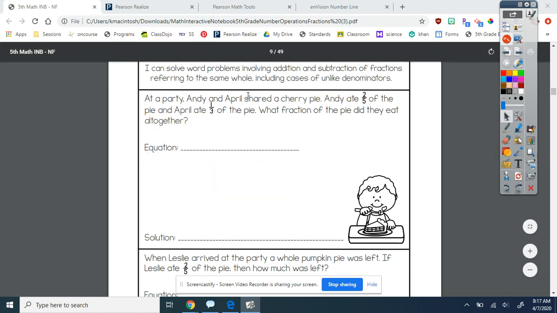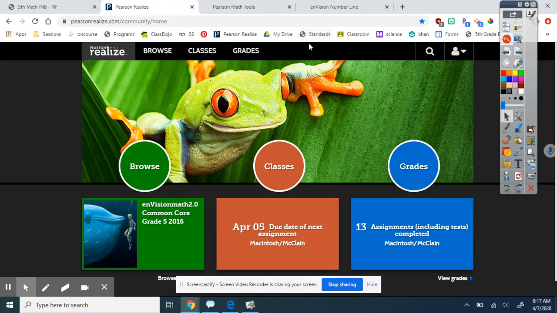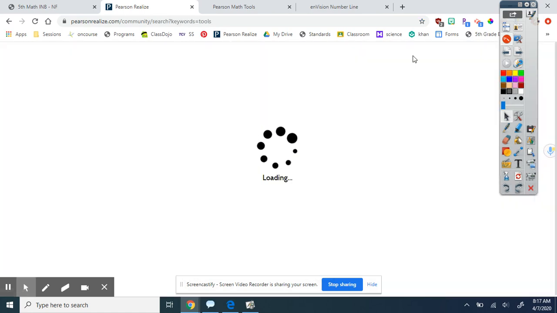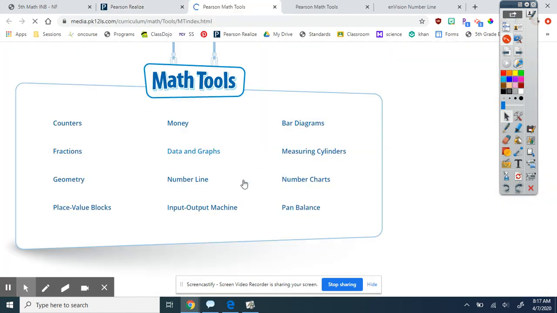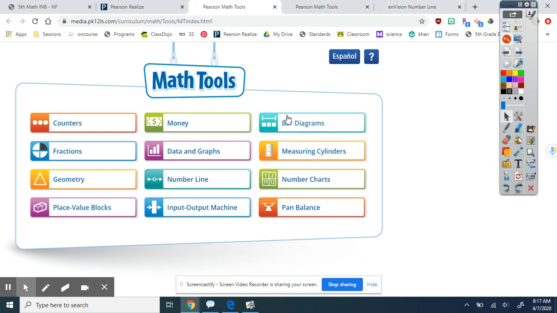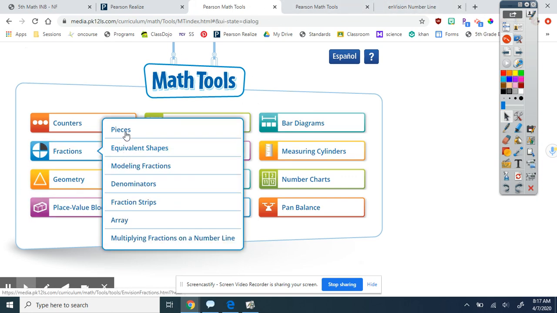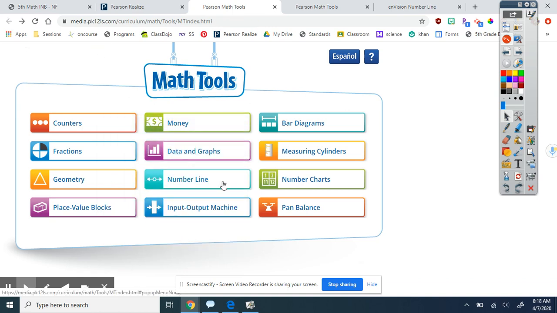Now, if you were asked to model that, I want you to see that you have these tools accessible to you. You can use them, you can play around with them whenever you'd like. So you go into your Pearson account like normal, and this magnifying glass up here in the right-hand corner lets you search for things. You can just type the word tools in. That very first link that comes up asks you to open them separately, and you've got all these options. You can check out all kinds of fraction strips, bars, tiles, circles.